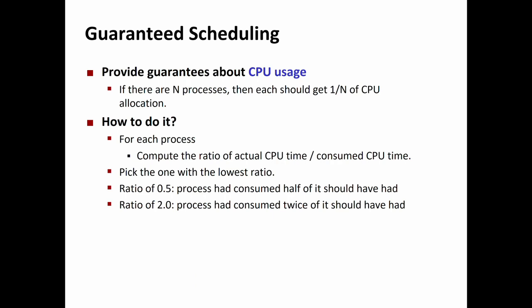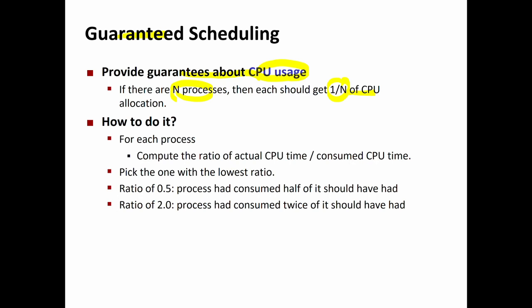Another scheduling mechanism is called guaranteed scheduling. Remember that when we talk about these issues, you can mix and merge some of these ideas in the actual systems. In guaranteed scheduling, you want to guarantee something about the CPU usage. So if you have, for example, n processes, then each of them should get 1 over n of the CPU allocation.